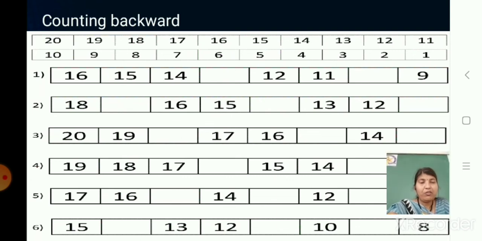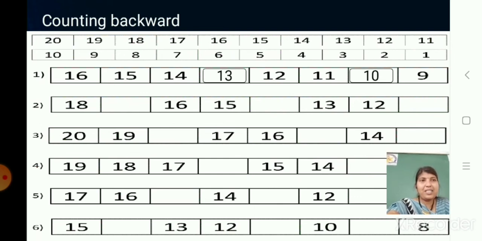So what will come before 14? It is 13. So write down 13. Before 13, 12. Before 12, 11. Now again a missing number is there. So you have to find out the missing number. So before 11 comes, very good, 10. And before 10 comes 9. So here we have completed the backward counting by filling missing numbers 16, 15, 14, 13, 12, 11, 10 and 9. We will see one more example.